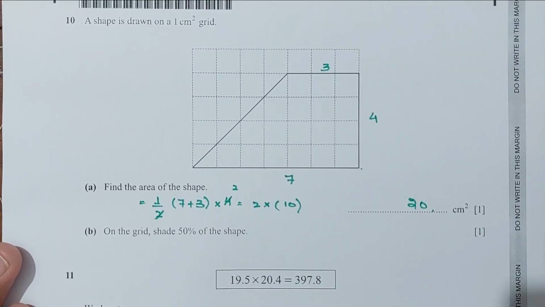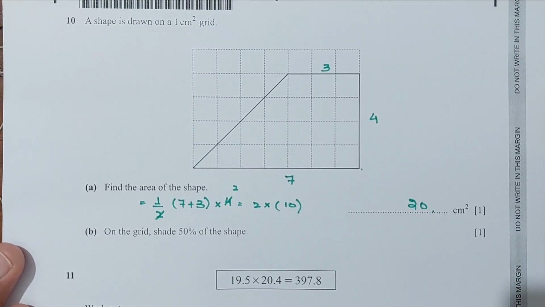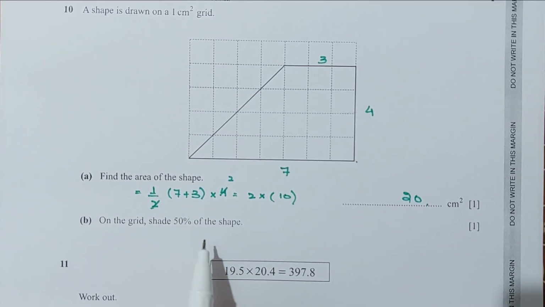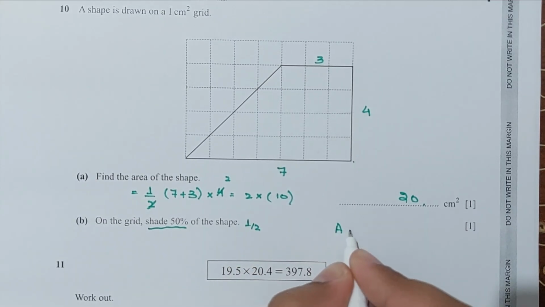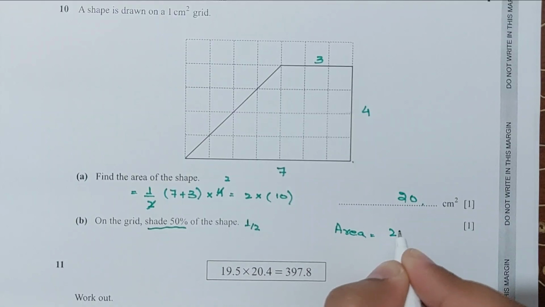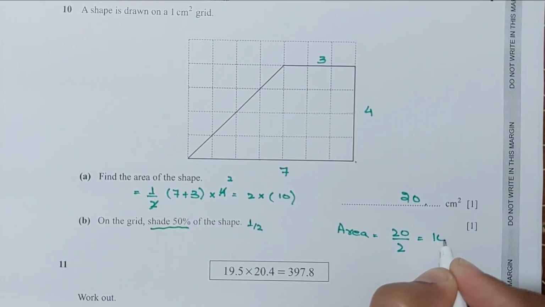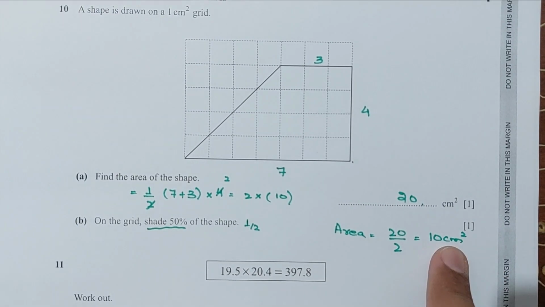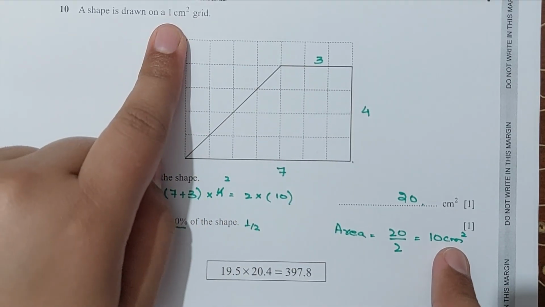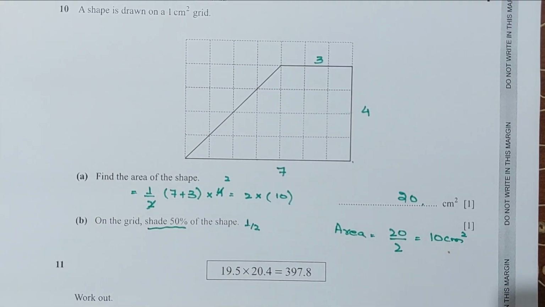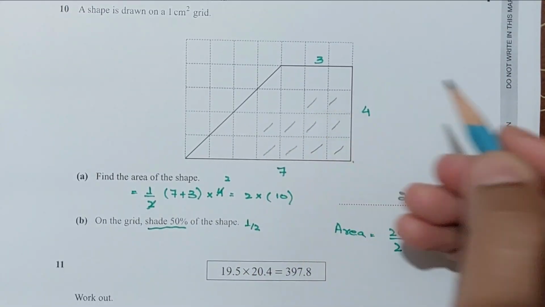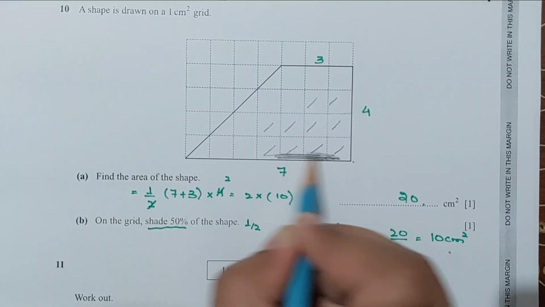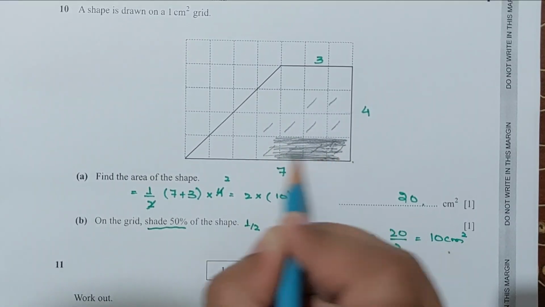Now for part B. On the grid, shade 50% of the shape. So it is pretty simple. 50% is basically half, which is 1 over 2, right? Since we have the area, the area of that shape is 20. So half of that area is 10 centimeters squared. So just 10 squares on this 1 centimeter square grid. So 10 squares are going to be shaded. Any 10, you can say 1, 2, 3, 4, 5, 6, 7, 8, 9, 10. You can take these. This would be 50%.